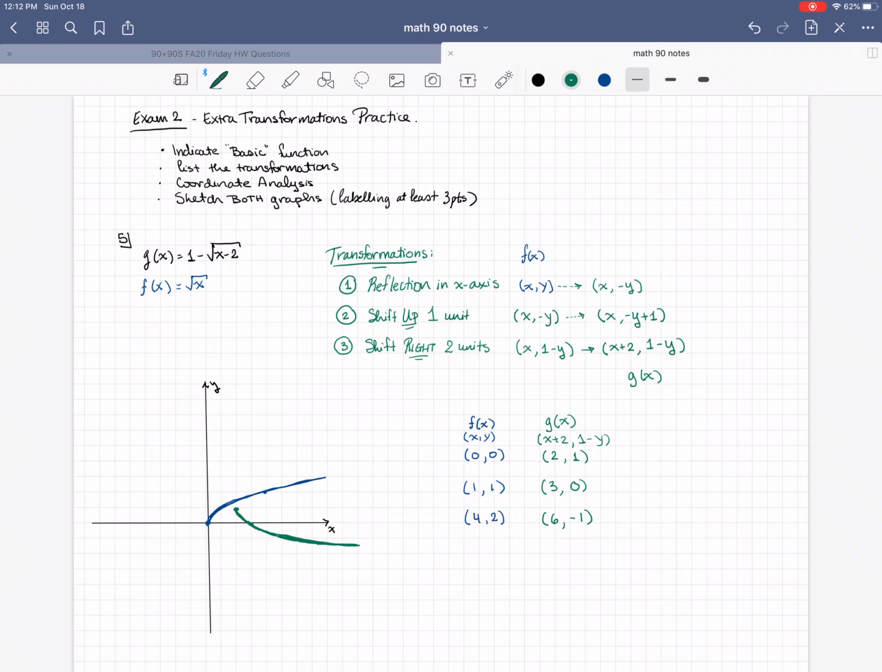But observe the transformations. We see the reflection in the x-axis, we see the shift up and we see the shift to the right. So take that moment at the end to actually kind of ground yourself and check in to make sure you see all of the transformations you said would be there. As always, we've indicated the basic function, we have listed the transformations, we've performed the coordinate analysis, and we've graphed both the original and the transformed function. This completes number 5, 3 more to go.